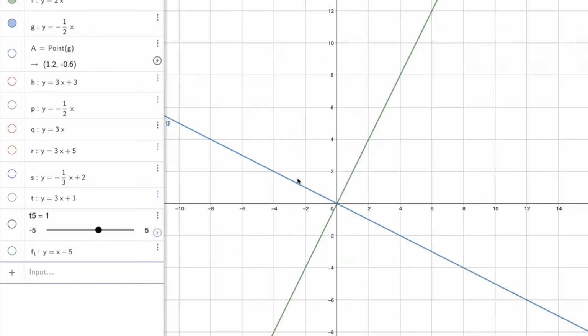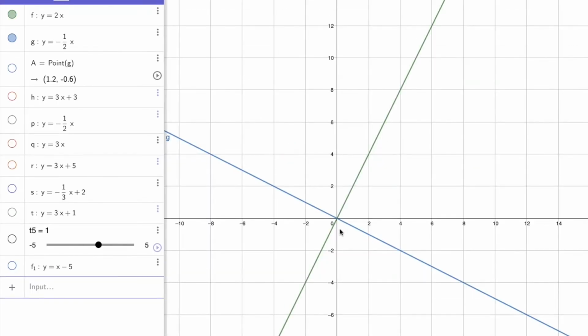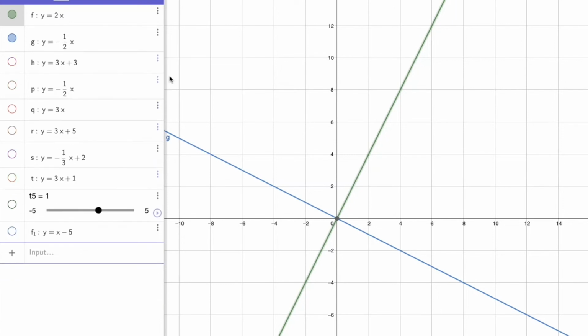Can you see these two lines, the blue and the green? They make a 90 degree angle between them. We call them perpendicular. Look at the slope of the first one. The slope of the first one is 2. The slope of the second one is negative 1 over 2. Okay, I'm going to delete this point. I don't need it. I'm going to use more examples.